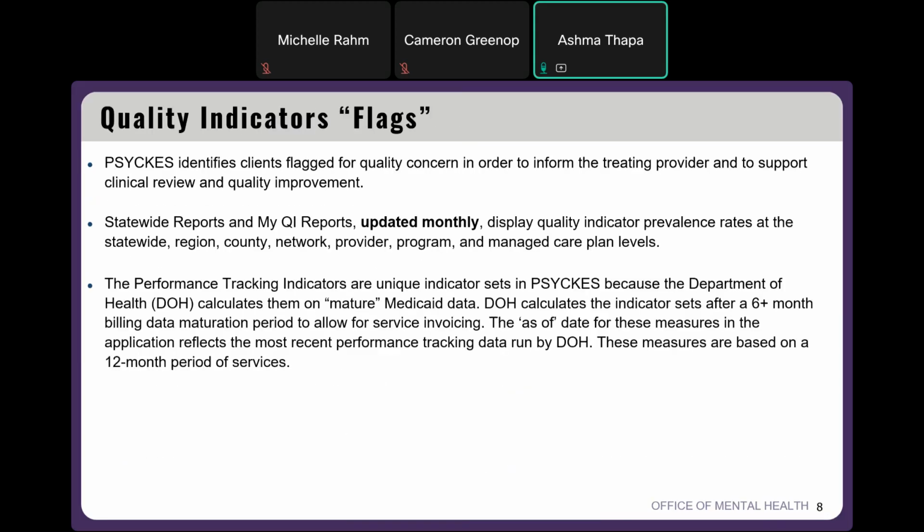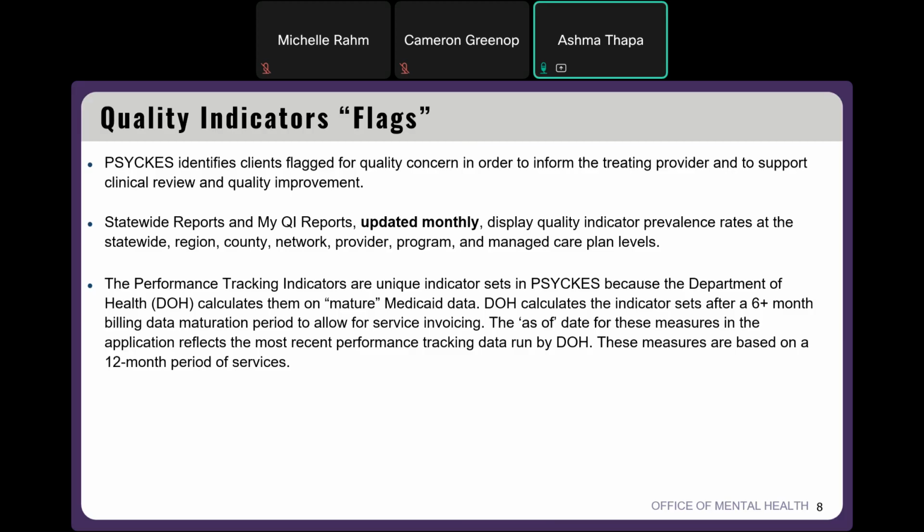So in the past few slides, I mentioned quality indicators several times. So what exactly are quality indicators, also known as quality flags? So OMH has identified a number of health conditions or treatment issues that are quite important. And what PSYCKES does is that it tracks clients who are positive for one or more of these health conditions or treatment issues. This way, the provider, the managed care plan, local county or state government leadership, they can be made aware and take necessary steps. And these flags can assist with supporting clinical reviews as well as quality improvement.